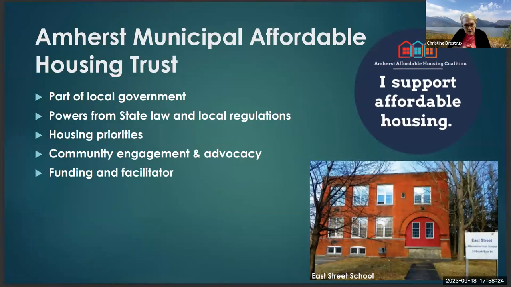We work closely with the Amherst Municipal Affordable Housing Trust, and we've been very grateful to the chairs of the trust recently, and also to John Hornick, who worked very closely and very forcefully to promote affordable housing over the last several years. Next slide, please.